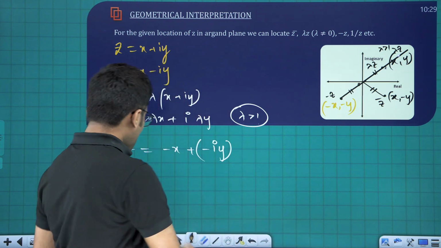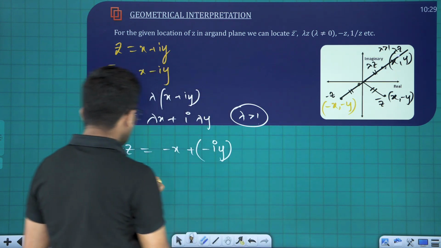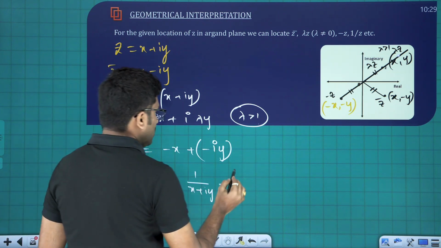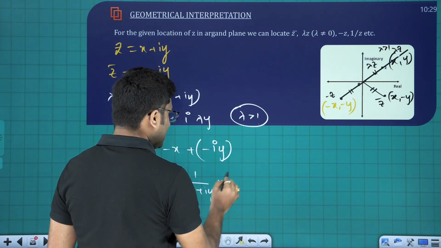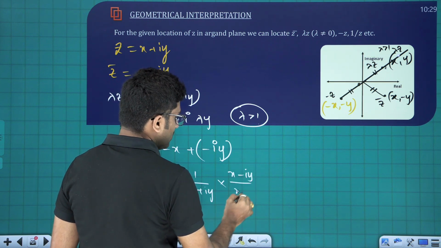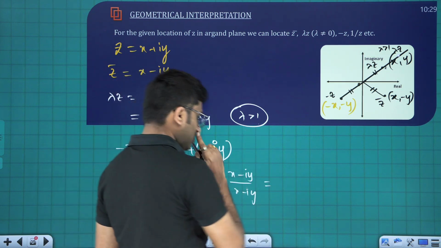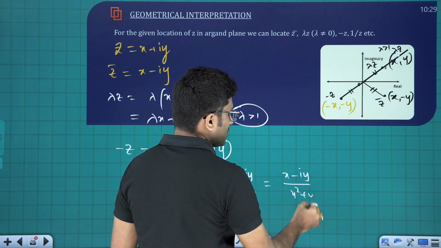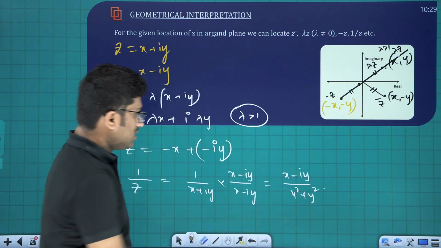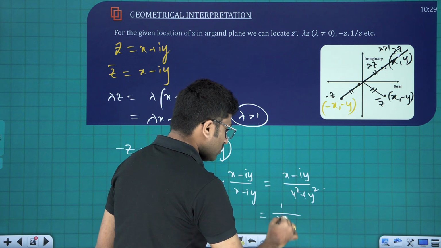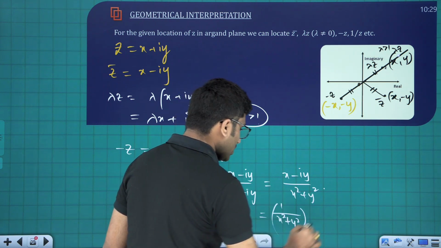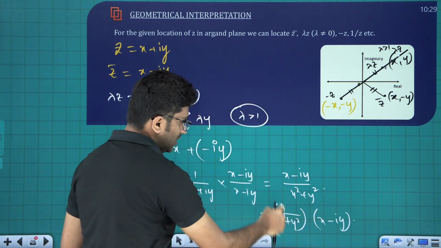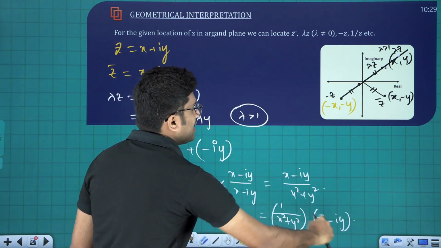Next, 1 by z. 1 by z means 1 by x plus iy. What we do? We multiply and divide with x minus iy. So x minus iy divided by x square plus y square. So this is clearly 1 by x square plus y square into x minus iy. x minus iy is the conjugate, and 1 by x square plus y square is a scalar, so this is like lambda into z bar.